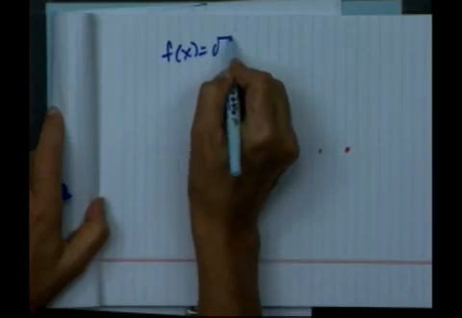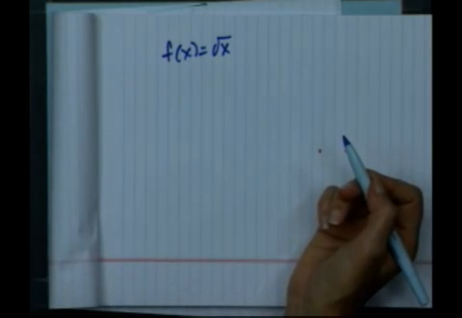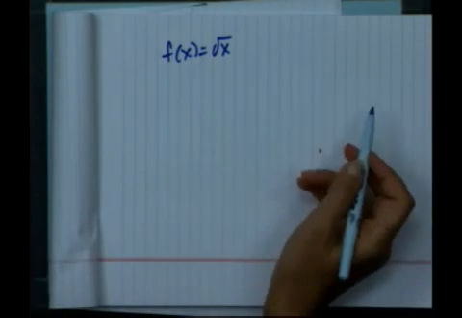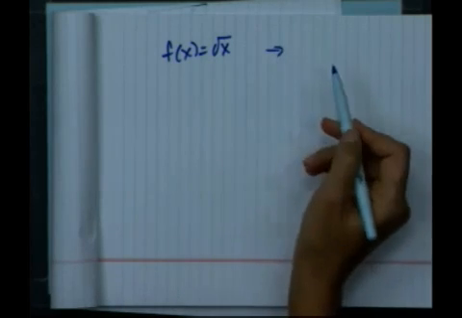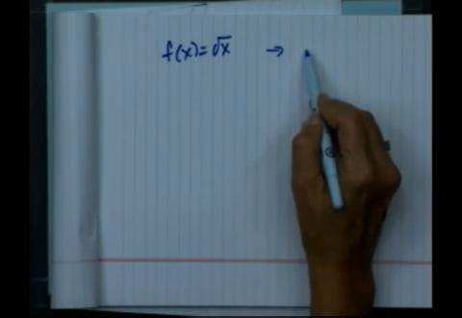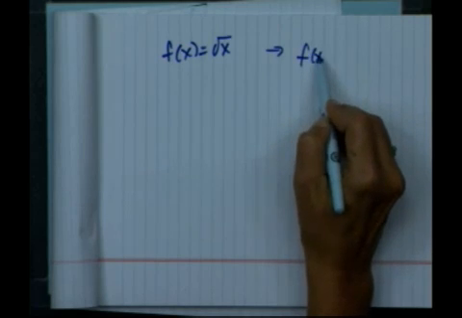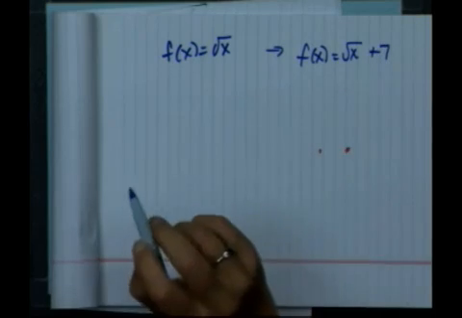And it was something like f of x equals square root of x. And you were supposed to write the equation for this that would shift up, say, 7. All right, so if you're going to shift this up 7, it's a vertical shift up of 7. It's going to be what? f of x equals square root of x plus 7.